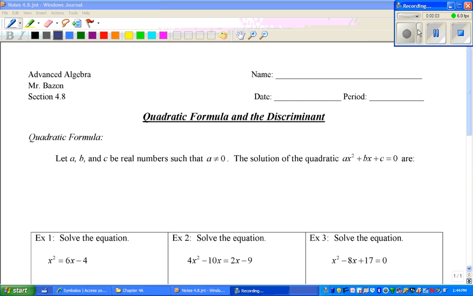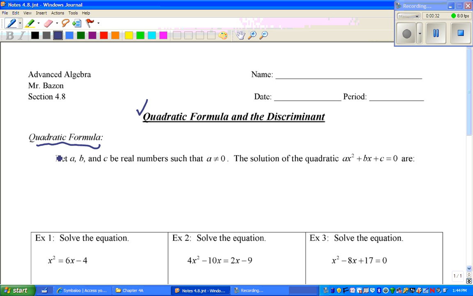Right, today we're going to talk about solving quadratics using the quadratic formula and the discriminant, which is another method to solve quadratics. We've talked about solving by graphing, solving by factoring, solving by completing the square. The quadratic formula is a really nice method to solve quadratics. So let's talk about what the quadratic formula actually is.